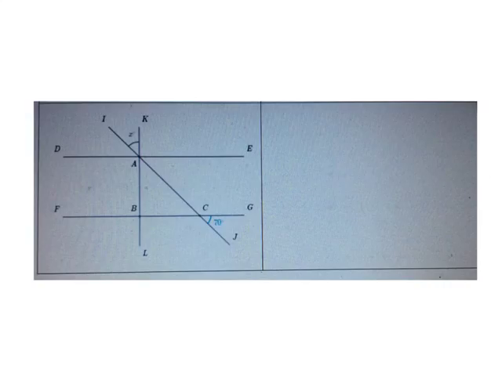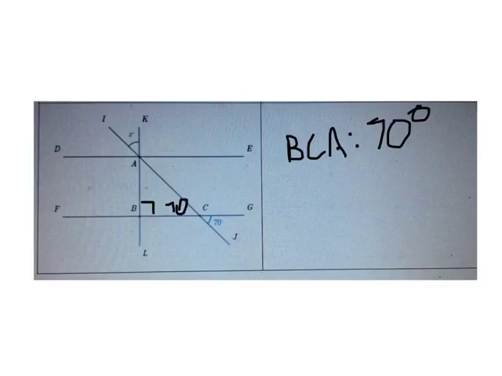Now let's solve another problem. I can see that ABC is a right angle. I need to find angle X. First, let's solve for angle BCA. BCA is vertical to 70 degrees. So what's angle BCA? BCA is also 70 degrees. Vertical angles are congruent.